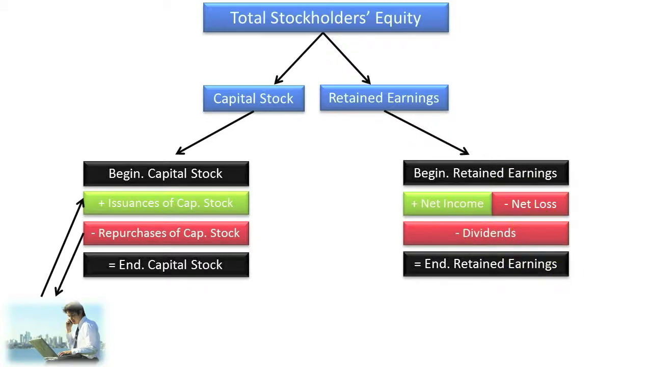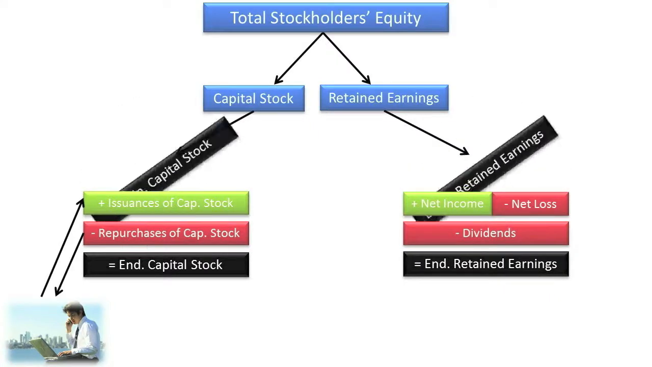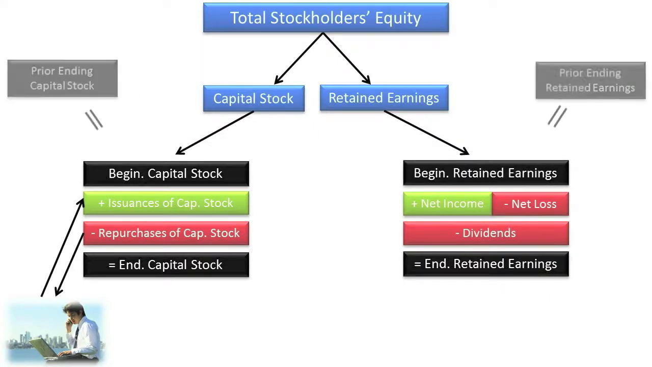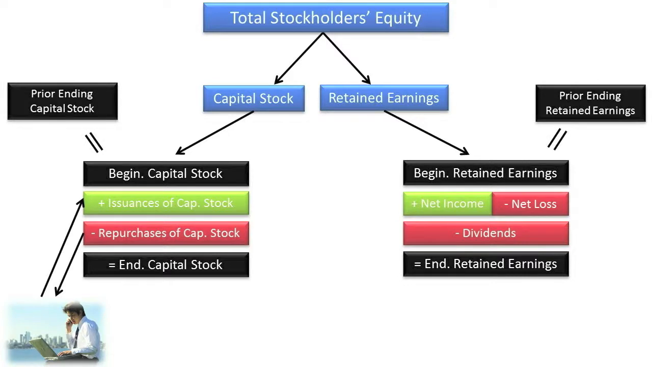You should note that the beginning capital stock and retained earnings balances come from their ending balances from the prior accounting period, because whatever you end with in one accounting period, you will start with the next accounting period.